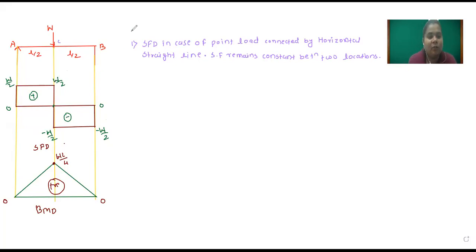Then we will write the second observation. You can also write: the second observation is maximum shear force, which is equal to how much? W by 2. Maximum shear force is equal to W by 2.